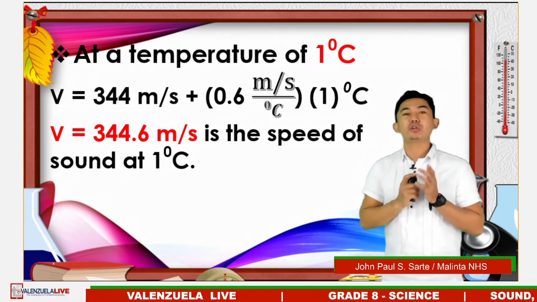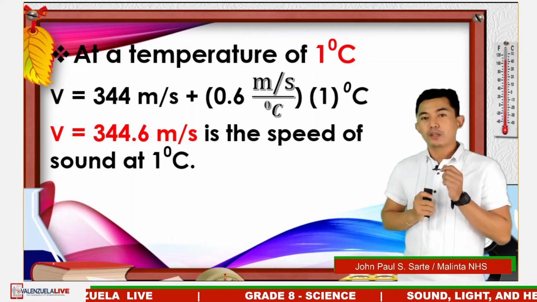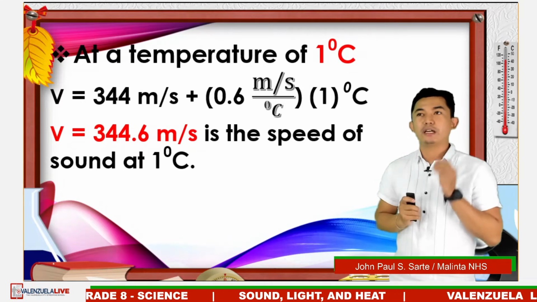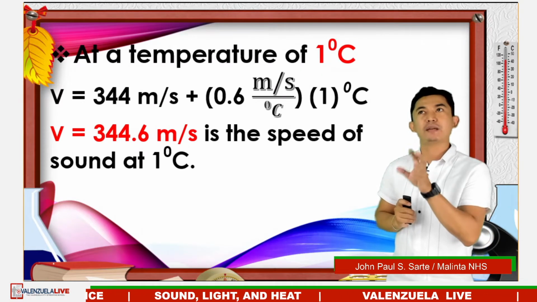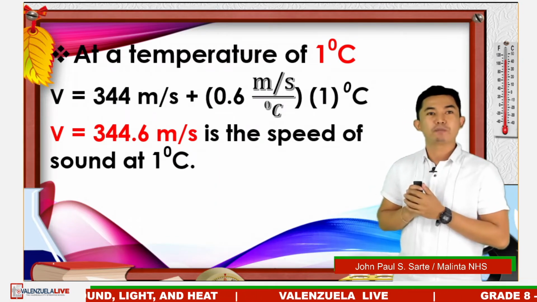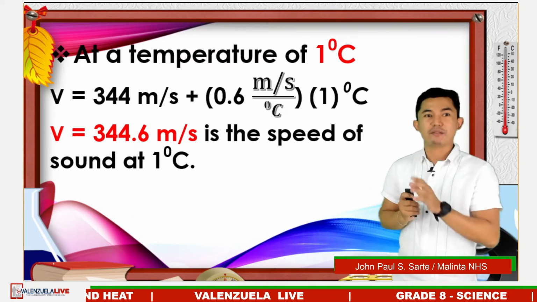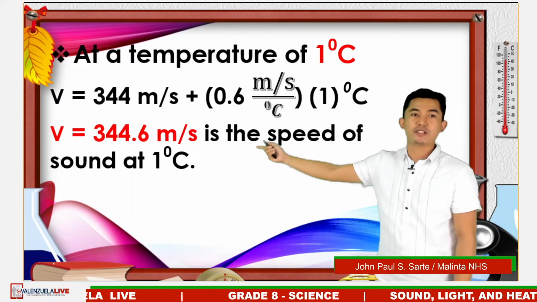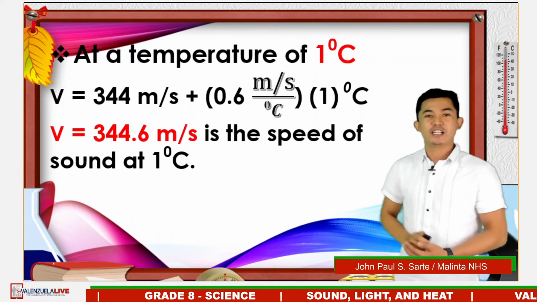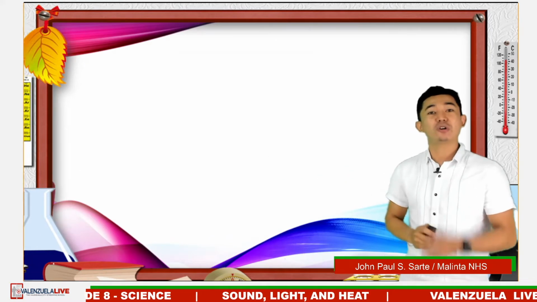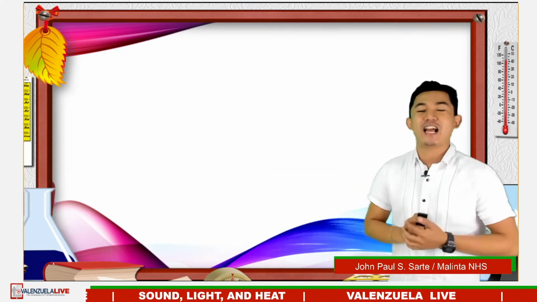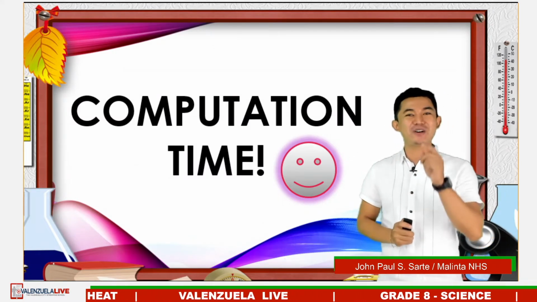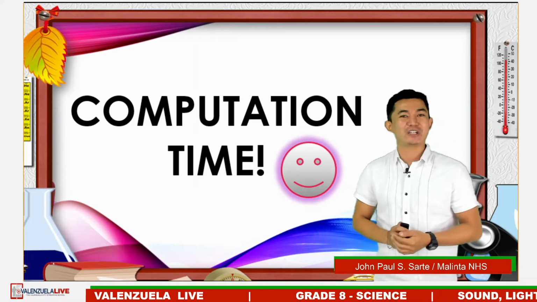Now, for every solution, class, or for every problem, you need to put the statement. For example, what is the speed of sound at a temperature of 1 degree Celsius? You need to put the statement. Here, we already have this statement, which is the speed of sound at 1 degree Celsius. Okay? And then you need to also box the final answer. Now, it's already computation time. I know you are ready and excited in our computation time.